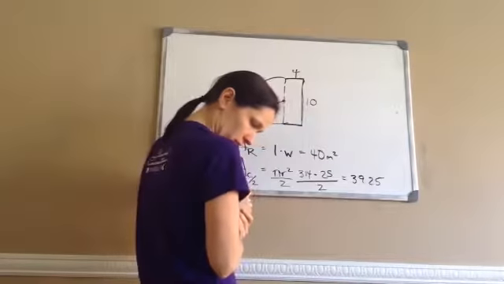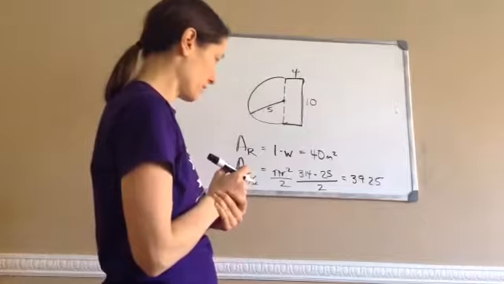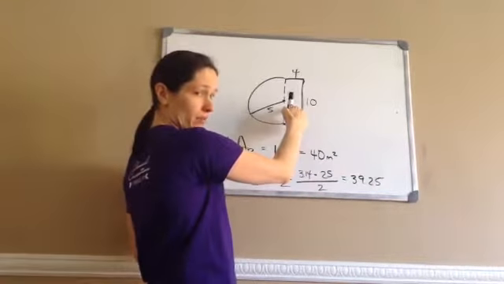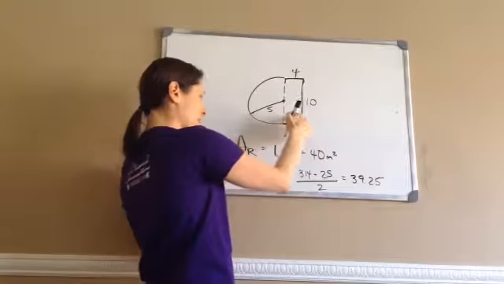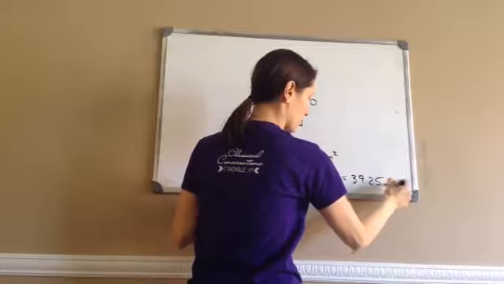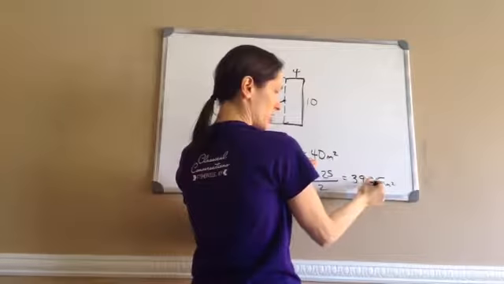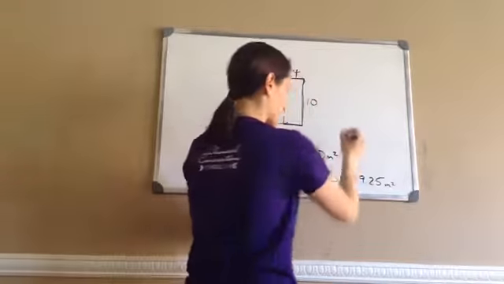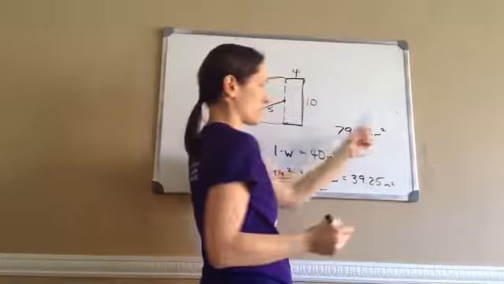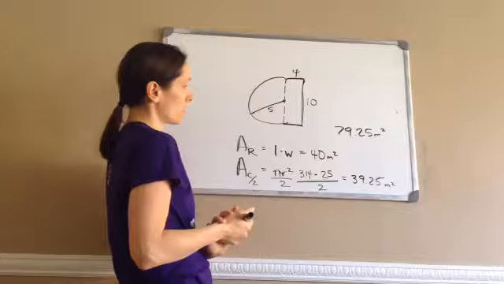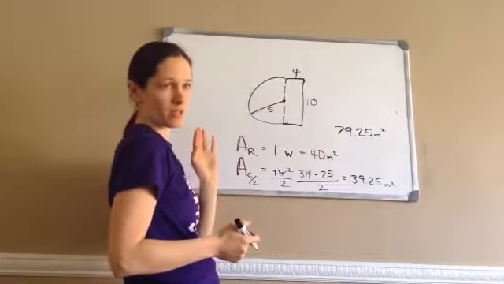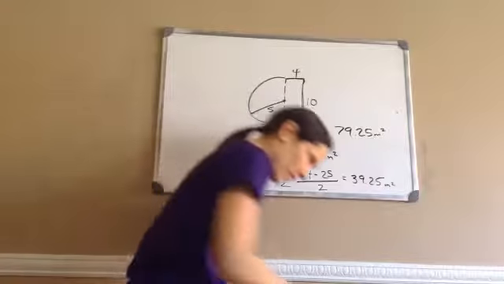Okay? But are we done? No. Because I found the area of the rectangle, and I found the area of this semicircle, but now I have to combine them. So this 40 plus this 39.25 is going to be 79.25, and this is meters squared because we're working with area. So that's the answer. Got it? We add those two. The area of this plus the area of this. Got it? All right.